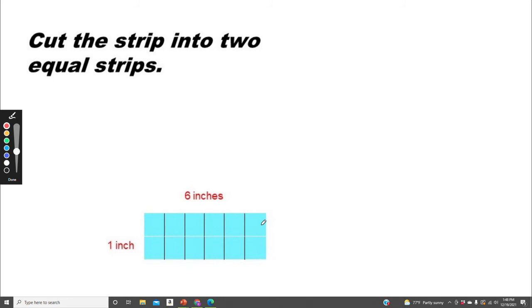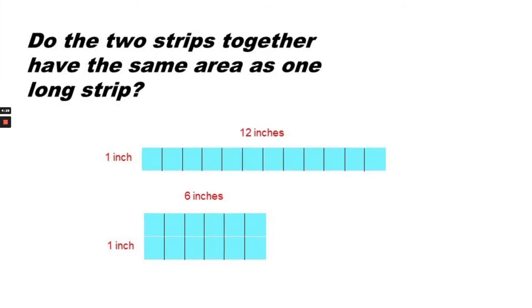So there are 2 strips here. One is 1 inch by 6 inches. The other is 1 inch by 6 inches. They're equal strips. So do these 2 strips together have the same area as 1 long strip? Of course, because they both have 12 square inches.